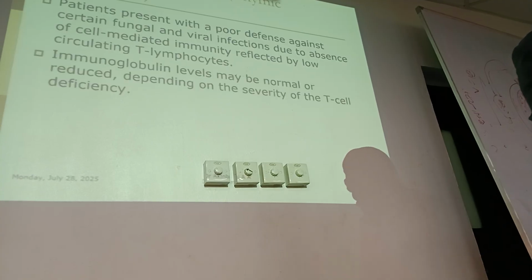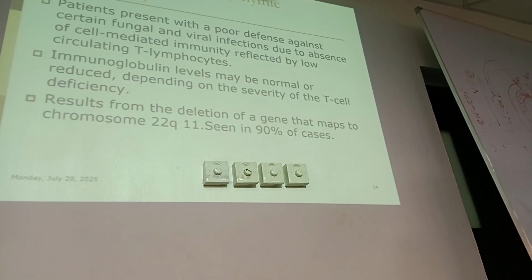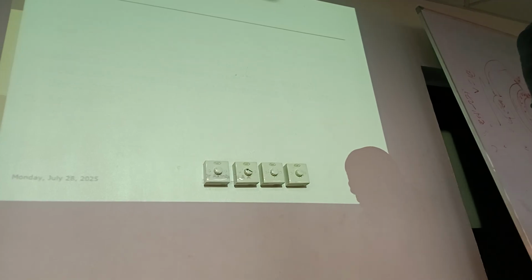Okay, so immunoglobulin levels may be normal because B cells are normal and plasma cells are normal. There is no mutation of the tyrosine kinase. B cells can develop into plasma cells, which can develop into immunoglobulins. It's just the thymic hypoplasia, where the maturation of the T cells takes place, that will be affected. So it's usually fungal and viruses, and it results from deletion of the gene that maps to chromosome 22q11, seen in 90% of cases. So that is usually the cause.